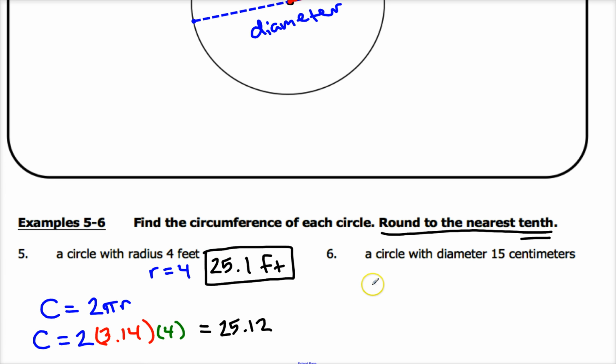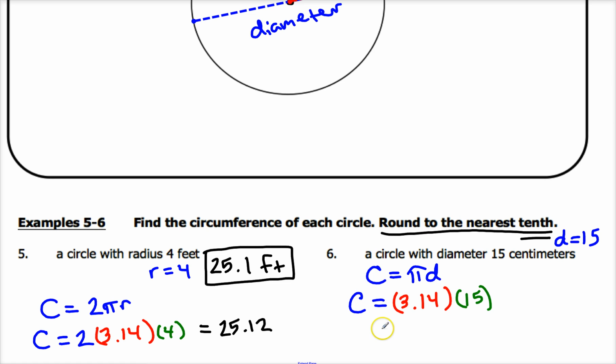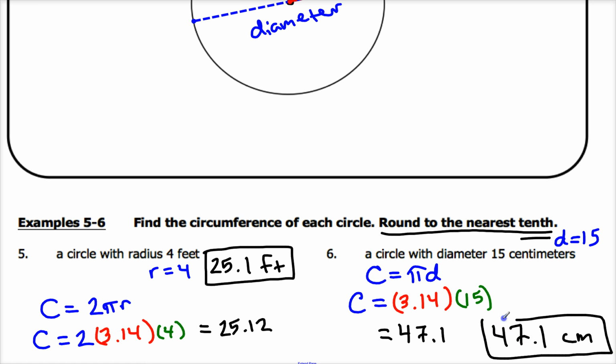Okay, and then number 6, we're trying to find the circumference of a circle with a diameter of 15 centimeters. So because I know my diameter is 15, I'm going to use the formula c equals pi times diameter. So that would be c equals, again, 3.14 is what we're plugging in for pi. Diameter, we said already, is 15. So this is 3.14 times 15. And again, using a calculator, that comes to 47.1. So this would be 47.1 centimeters.